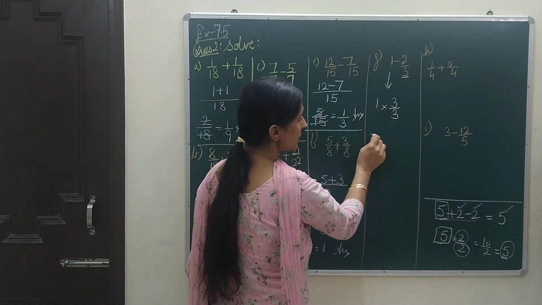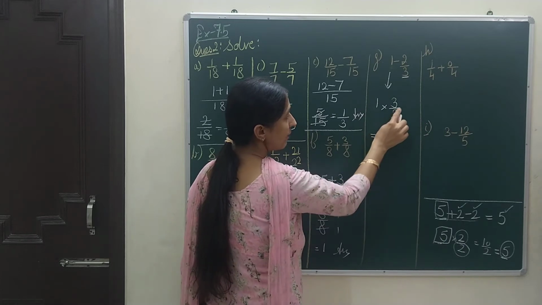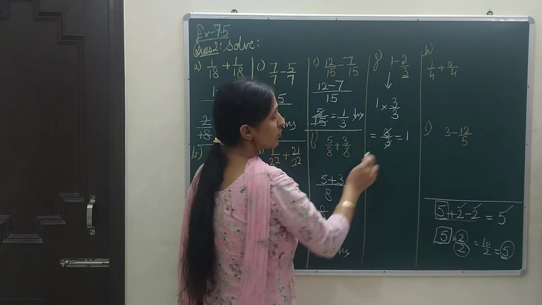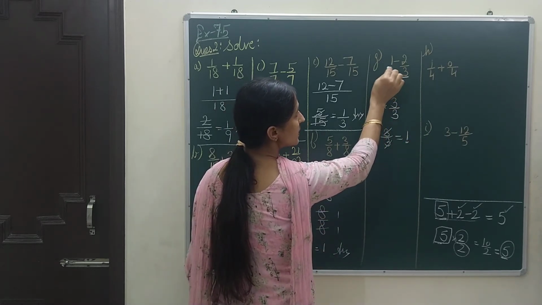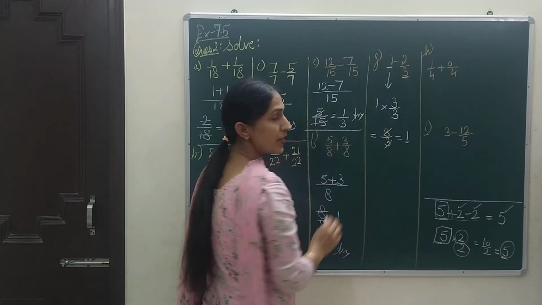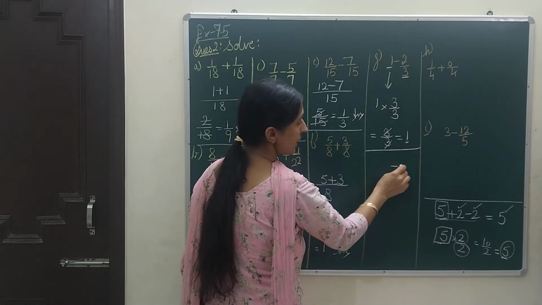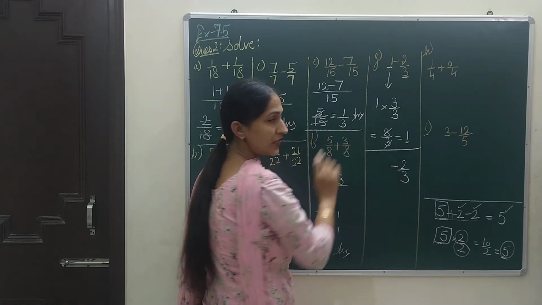Let us check, is it the same? If I am multiplying 1 with 3, I get 3. And when I divide by 3, what answer do I get? I get 1. So the value doesn't change. If there is a missing denominator and I need to make the denominator the same as in the second part, I can make the denominator the same by writing 1 as 3 by 3.